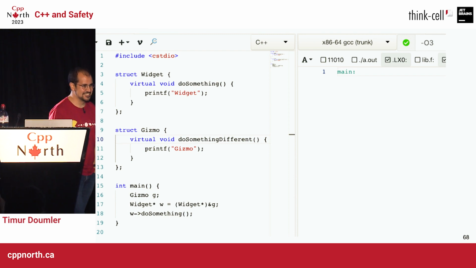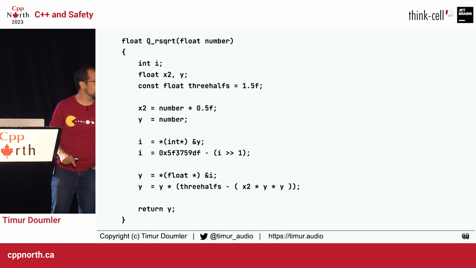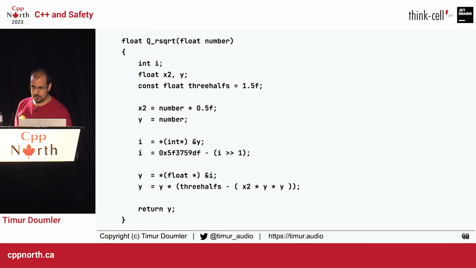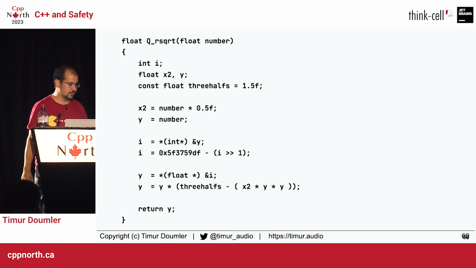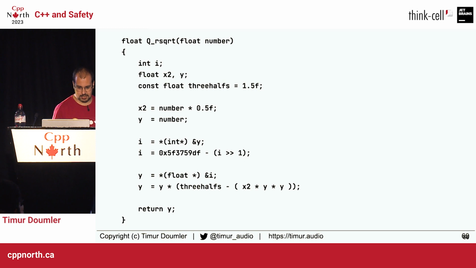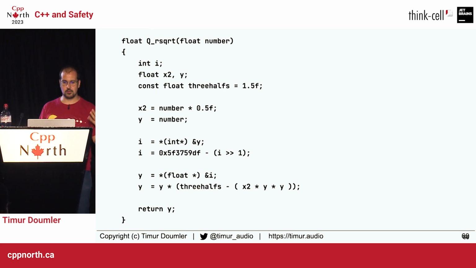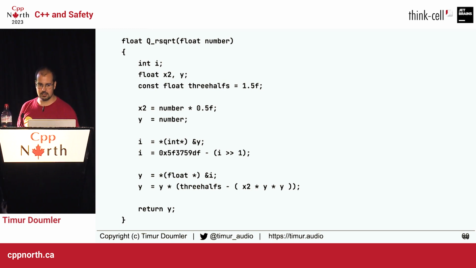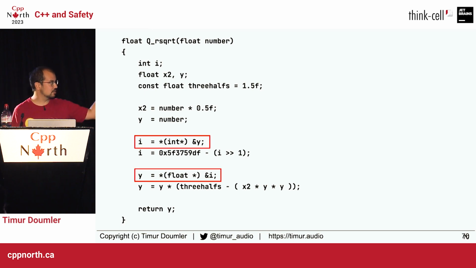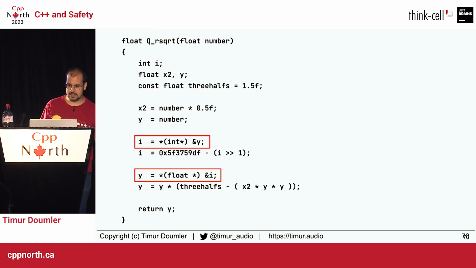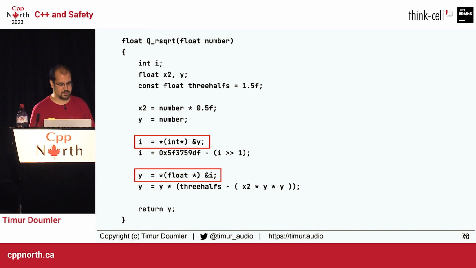Right. So here's another example. This is the famous inverse square root from Quake 3, which is this really neat trick for very quickly computing an approximation of the inverse square root of a floating point number by casting it to an integer, doing some magic, and then casting it back. I'm sure some of you have seen this. This is a very nice trick from the 90s when computer resources were very scarce.